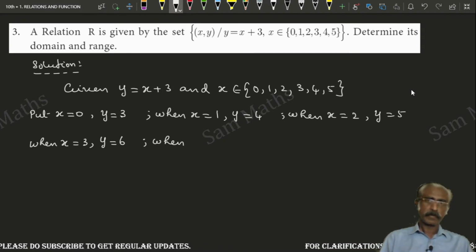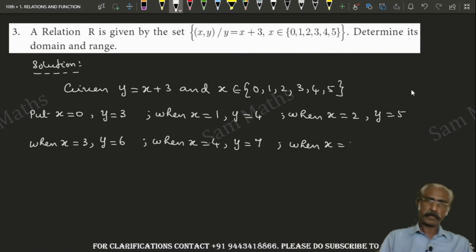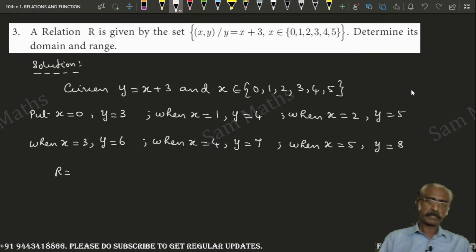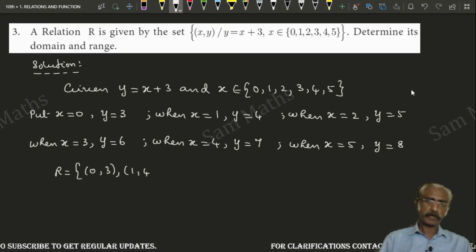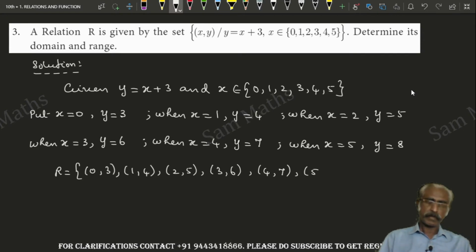When x is equal to 4, y is equal to 4 plus 3, which is 7. When x is equal to 5, y is equal to 5 plus 3, which is 8. Now I can write the relation set: (0, 3), (1, 4), (2, 5), (3, 6), (4, 7), (5, 8).